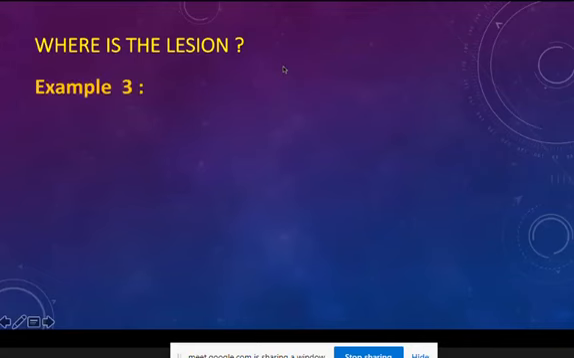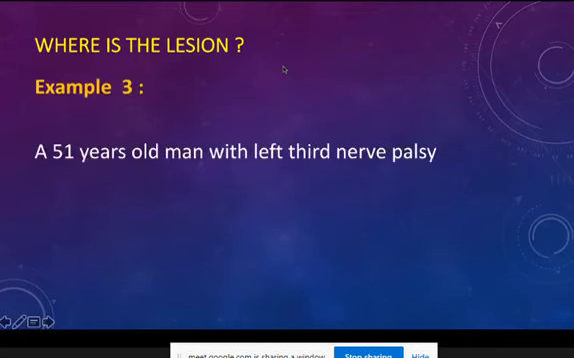The third example: if you have a 51-year-old man with left third nerve palsy, you confirm it is third nerve palsy by partial or complete ptosis, dilated pupil, and ophthalmoplegia. Some of the muscles supplied by the third nerve are weak: superior rectus, inferior rectus, inferior oblique, and medial rectus.